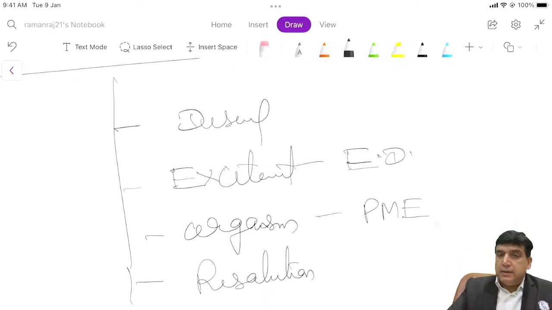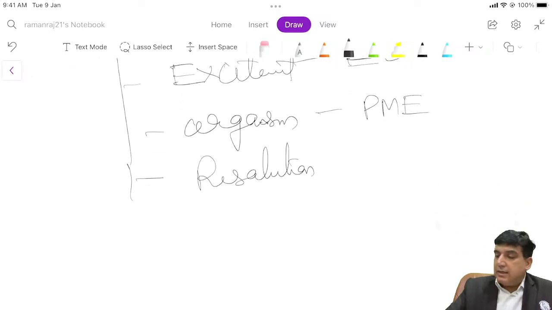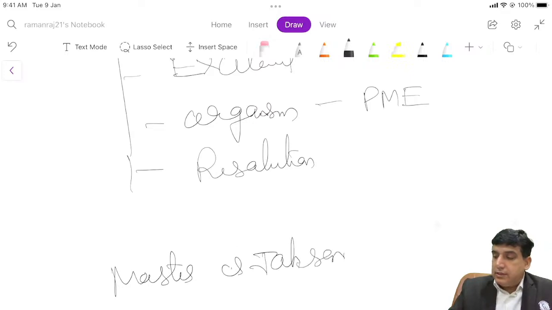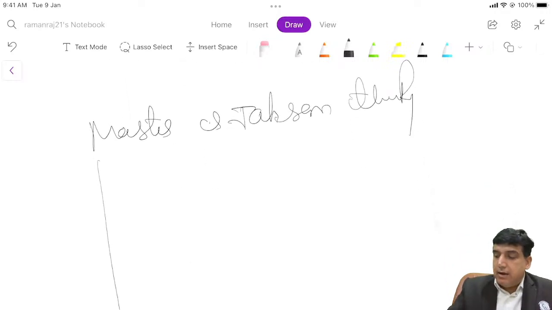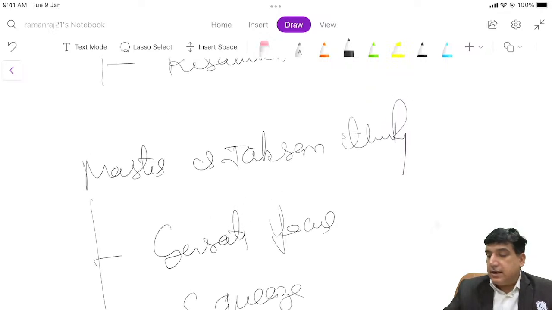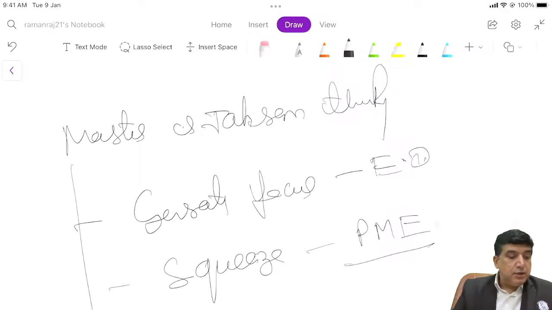In the recent NEET PG exam also, they asked about Masters and Johnson therapy. In Masters and Johnson couple therapy, we have what? Sensate focus, and we have the squeeze technique. Sensate focus we use for erectile dysfunction. The squeeze technique we use for premature ejaculation.